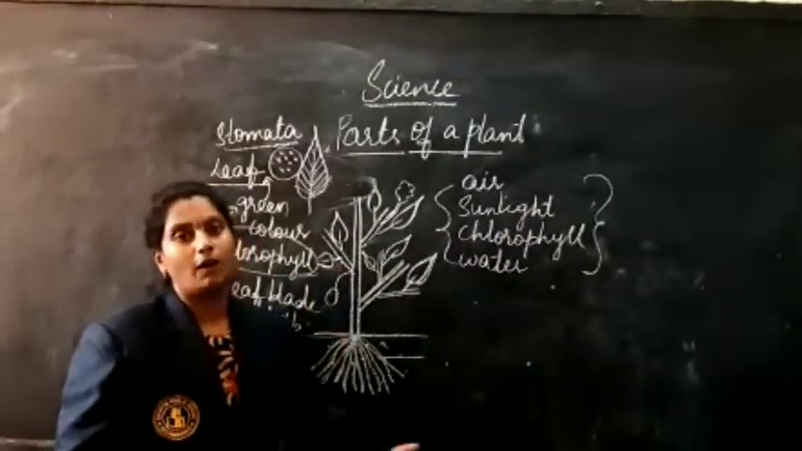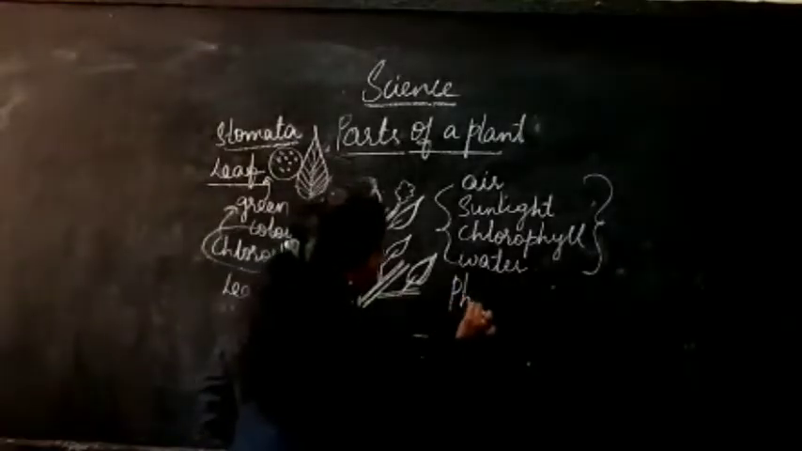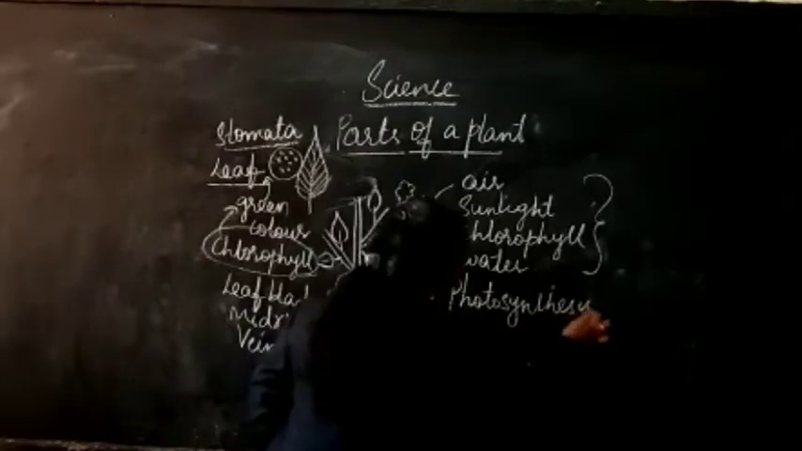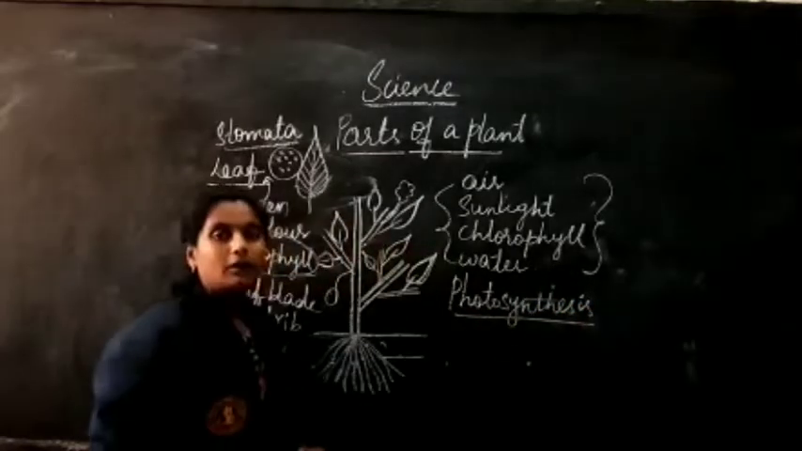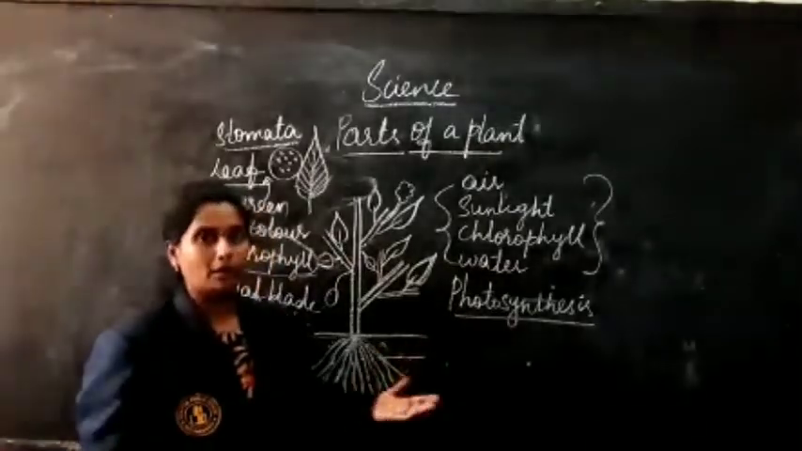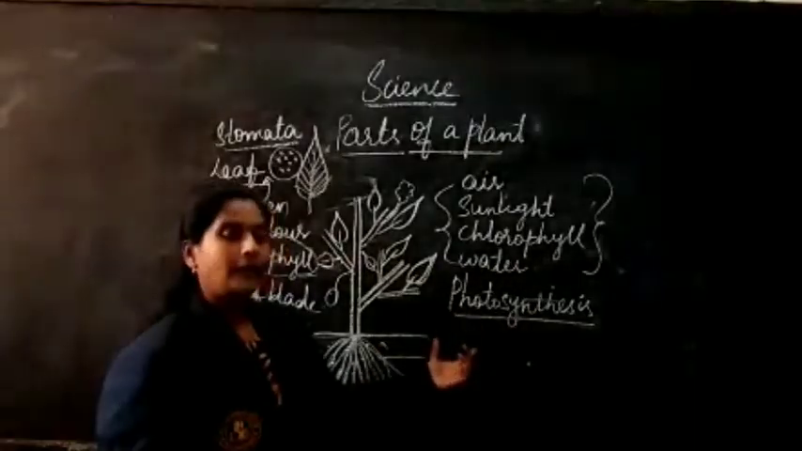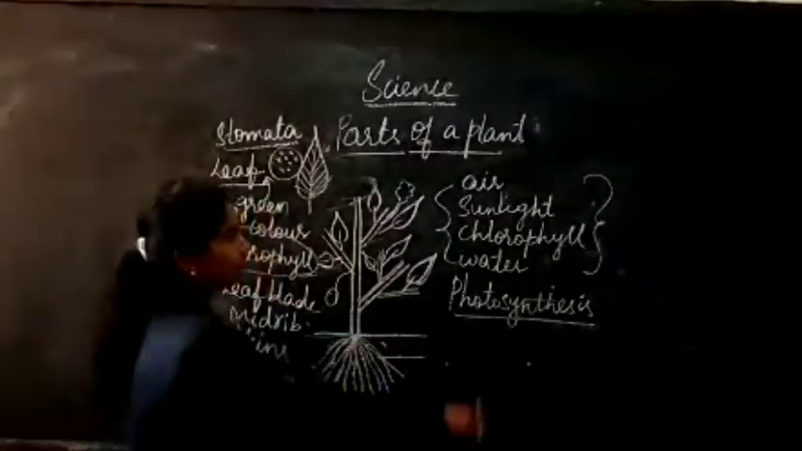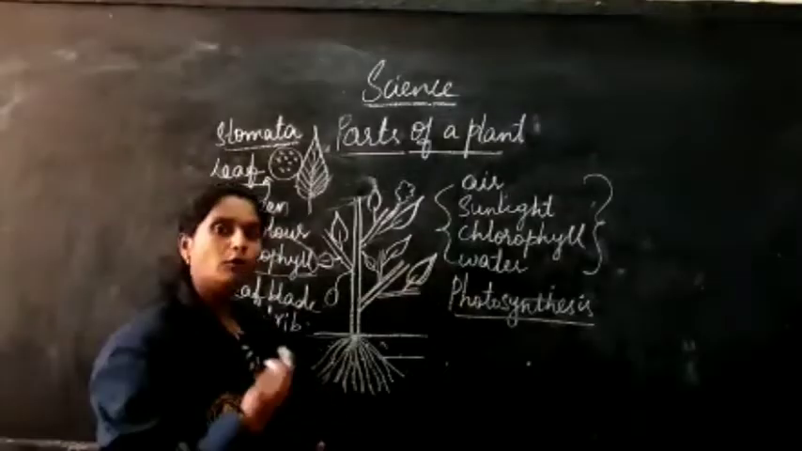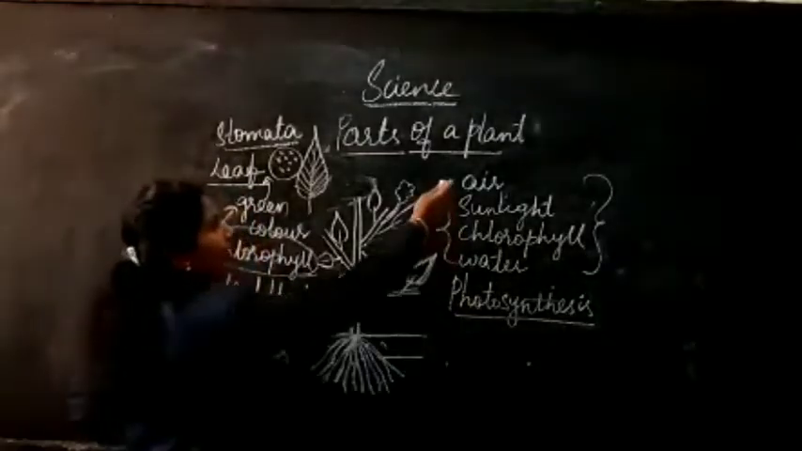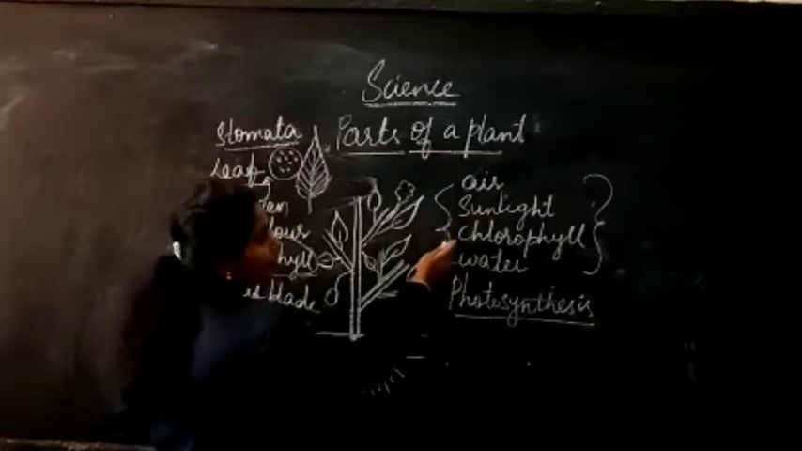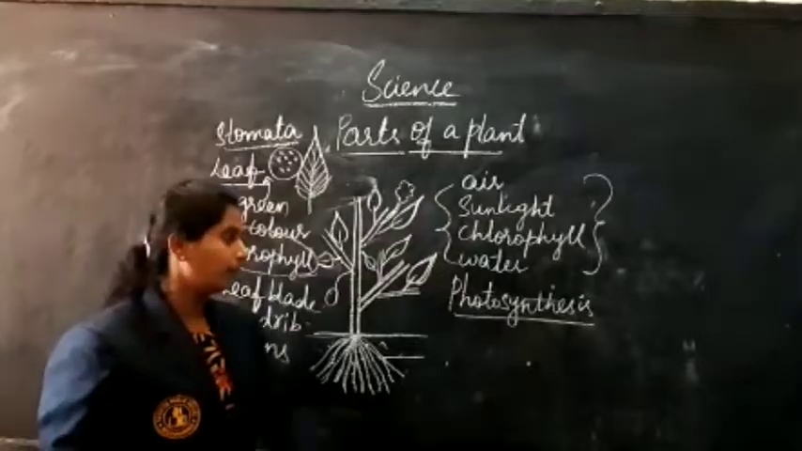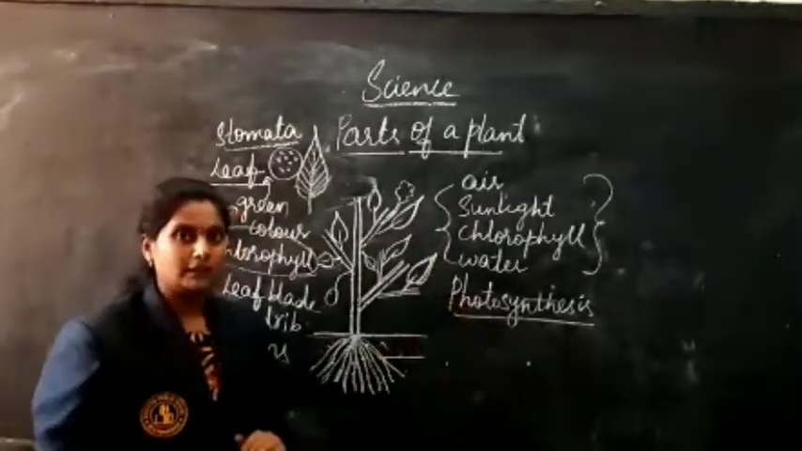The process of making food, we call it photosynthesis. This is one new word and a very big word. First of all, try to pronounce it correctly and write this word 10 times so that you can remember it. So plants prepare their own food in the presence of air, sunlight, chlorophyll and water, and that process is what we call photosynthesis.